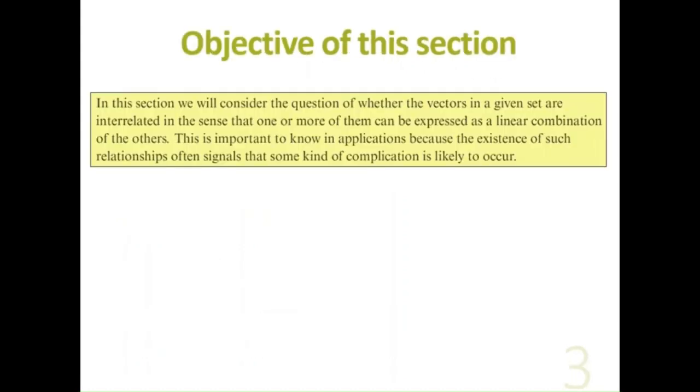So if we look at the objective of this section, in this section we will consider the question of whether the vectors in a given set are interrelated in the sense that one or more of them can be expressed as a linear combination of the others. So this is going to be important to know in applications because the existence of such relationships often signals that some kind of complication is likely to occur. So you are going to want to know whether they're interrelated and if they can be expressed as linear combinations of the others.